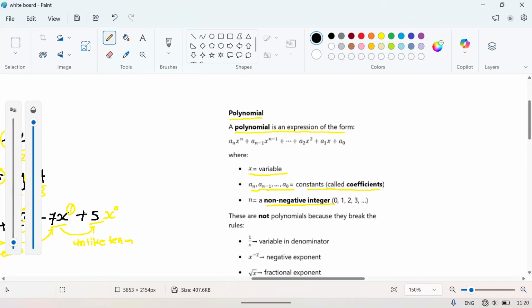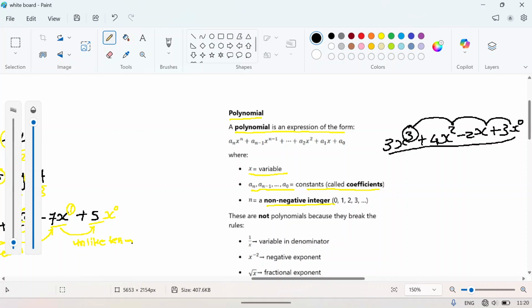Let's take one simple example: 3x cubed plus 4x squared minus 2x plus 3. In this algebraic expression, the exponents or powers of the variable are in decreasing order. Here we can write x naught. So the power of x decreases from 3, 2, 1 and 0. So those types of algebraic expressions are called polynomials, in which the powers or exponents of the variable are in decreasing order.